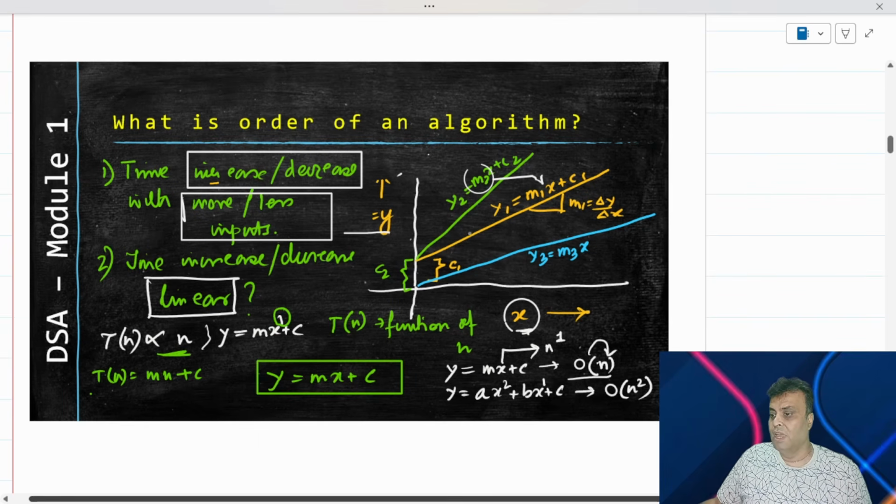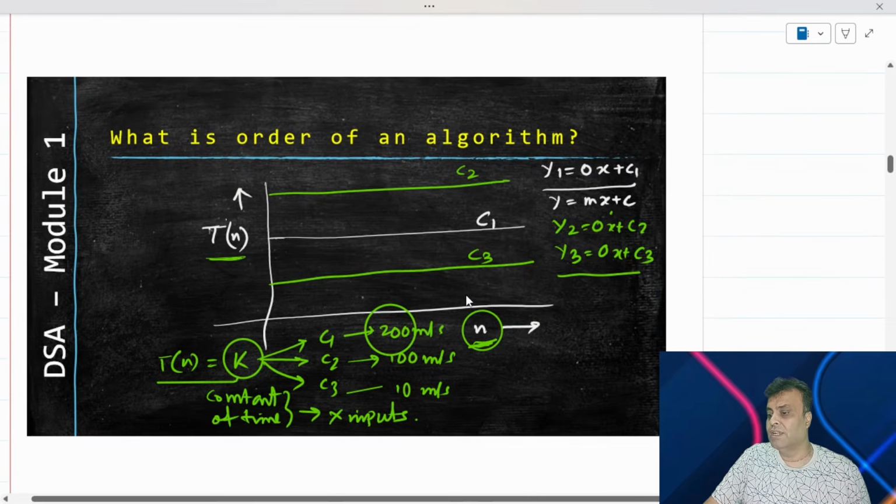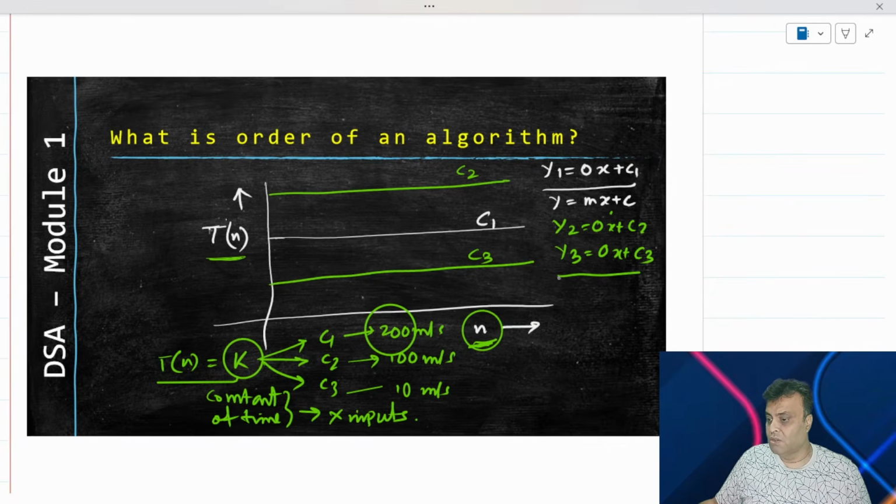So for every polynomial that represents a particular algorithm's time, we can correlate that time with the order of the polynomial. Here what do we write? We have seen here that y equal to mx plus c, and therefore there is no relevance of Tn with n, so it does not depend on n. What does it depend on? It depends on nothing. It is a constant time.